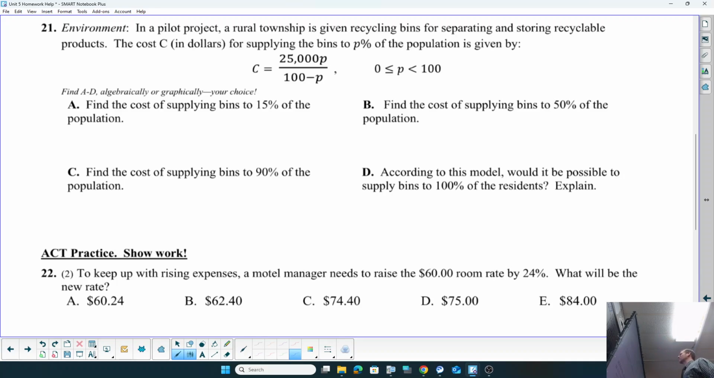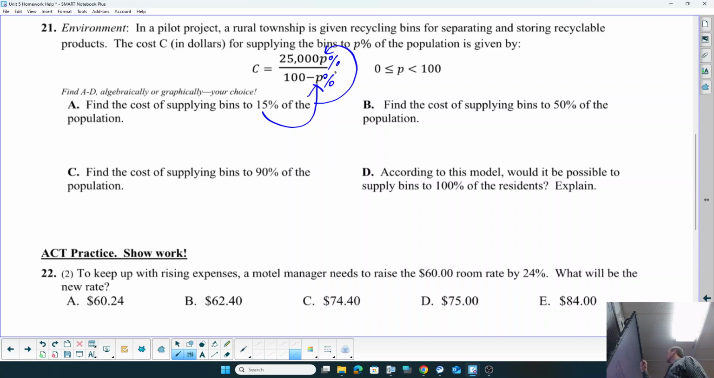Find the cost of supplying the bins to 15% of the population. In a pilot project, a rural township is given recycling bins for separating and storing recyclable products. The cost C in dollars for supplying the bins to percentage P of the population is given by this function. These are already percentages, so you don't have to turn them into decimals. So find the cost of supplying bins to 15% of the population. How much is it going to cost to get everybody these recycle bins? So we just take 15 and plug it in there, and that's it.